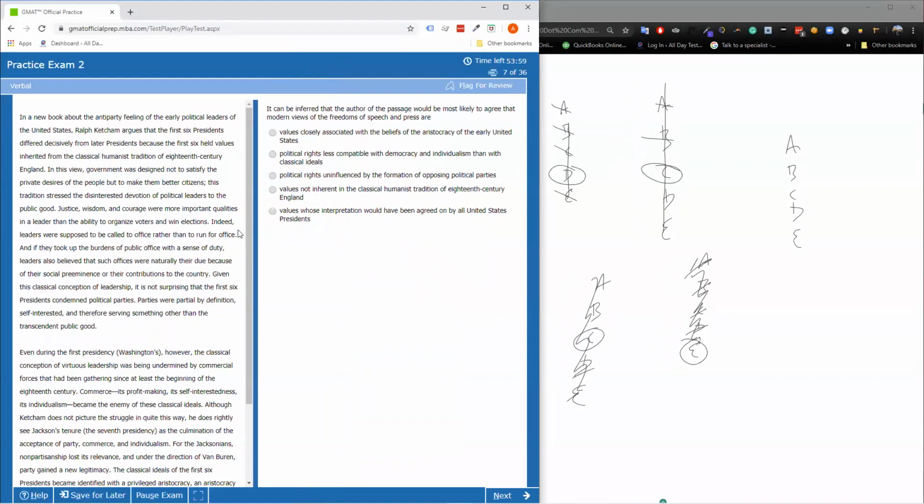In a new book about the anti-party feeling of the early political leaders of the United States, Ralph Ketchum argues that the first 6 presidents differed decisively from later presidents because the first 6 held values inherited from the classical humanist tradition of 18th century England.